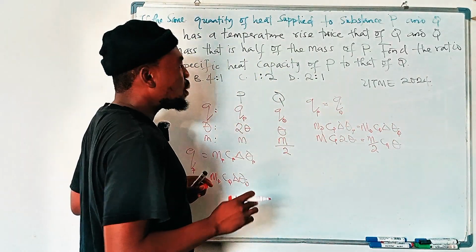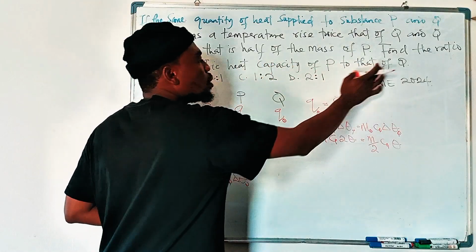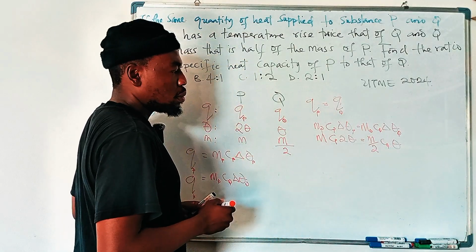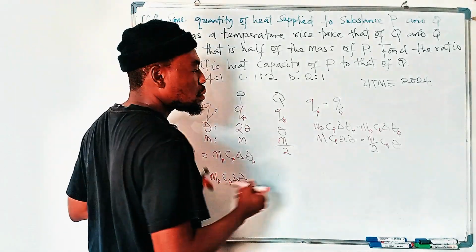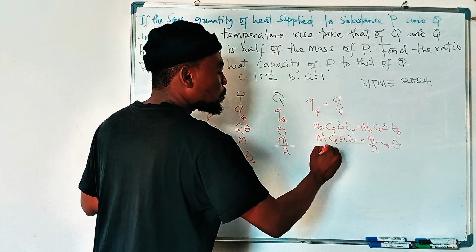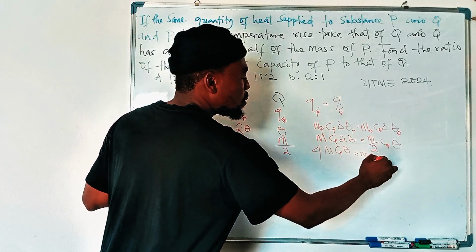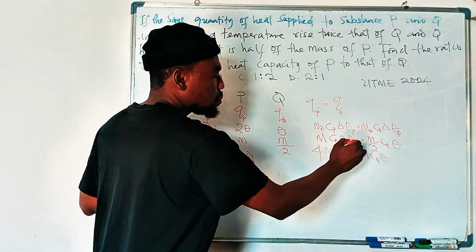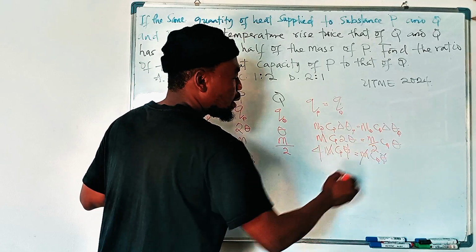right? So we are trying to find the ratio of the specific heat capacity of P to Q. So we are looking for what? CP over CQ. We are looking for CP over CQ. So let's try and make CP over CQ the subject of the formula. If I cross multiply from here, I'm going to have 4, 2 times 2, 4, M CP theta equal to what? M CQ theta. Clearly, theta will cancel theta. M will cancel M.